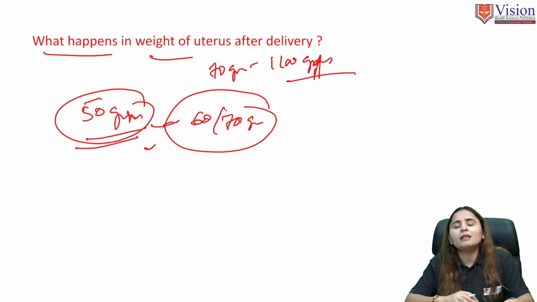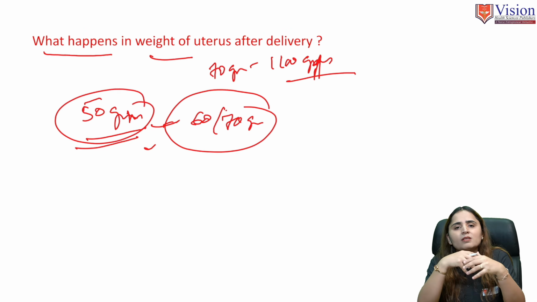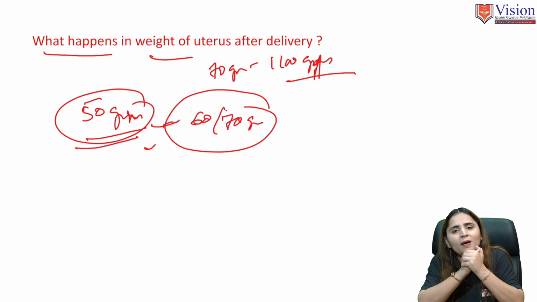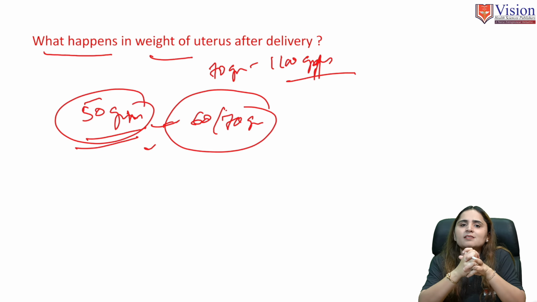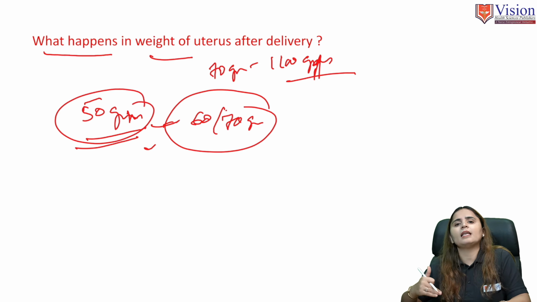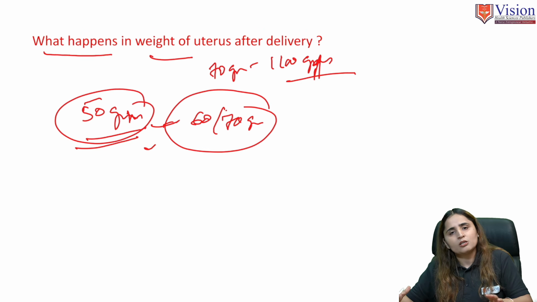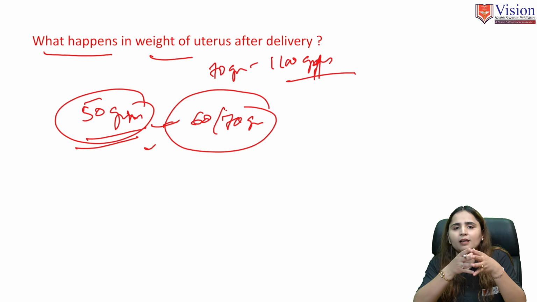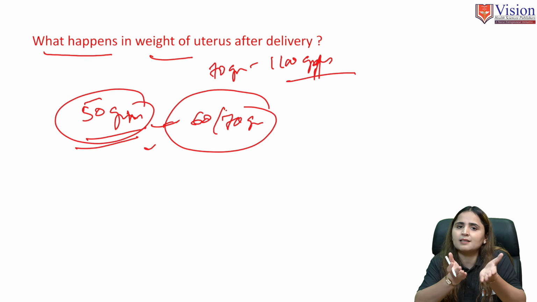So this is the reason that a woman who has delivered a child, like a para woman, has a bulky uterus in comparison to the nullipara. As there is an increase in the number of deliveries, it will lead to bulkiness in the uterus.